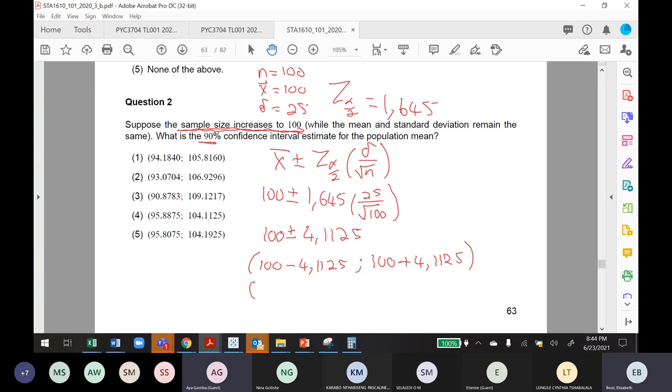The answer for the minus is 95.8875. For the plus, it is 104.1125. And this is option number 4. Easy, right?